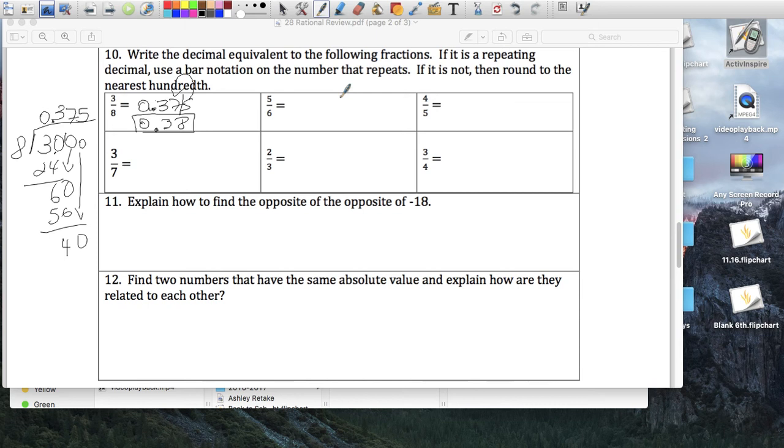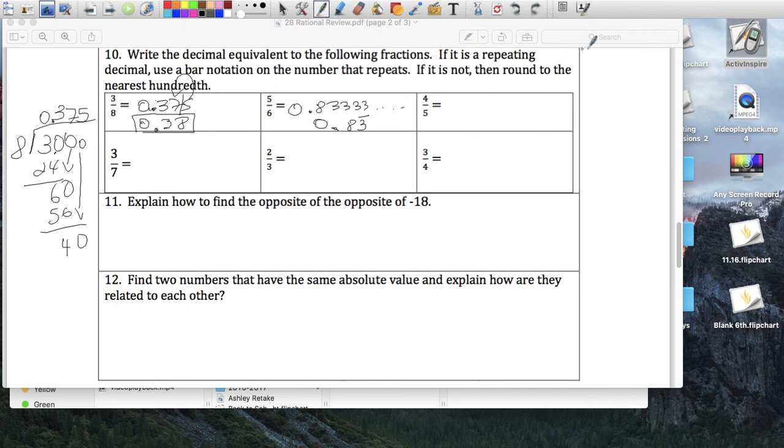5 over 6, we're going to divide that. I'm not going to divide all these for you. It's going to turn out, if you actually did the division, 5 inside, 6 here, you'll notice that it would be 0.8333. That 3 would be repeating forever and ever. So using bar notation, you would write 0.83 with a bar over the 3, like that. For 4 fifths, the one fifth should be really easy for you to do.